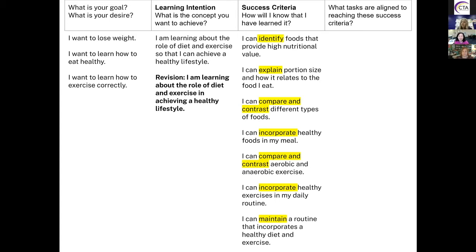Why do you think we highlighted these verbs? What do you think that these verbs are going to allow us to do? Take a few moments, think about this, and put it in your chat room of why you think the verbs kind of change and why we've highlighted these verbs in the success criteria. What is it going to allow us to do? Take a few moments and please put it in the chat room what you think.